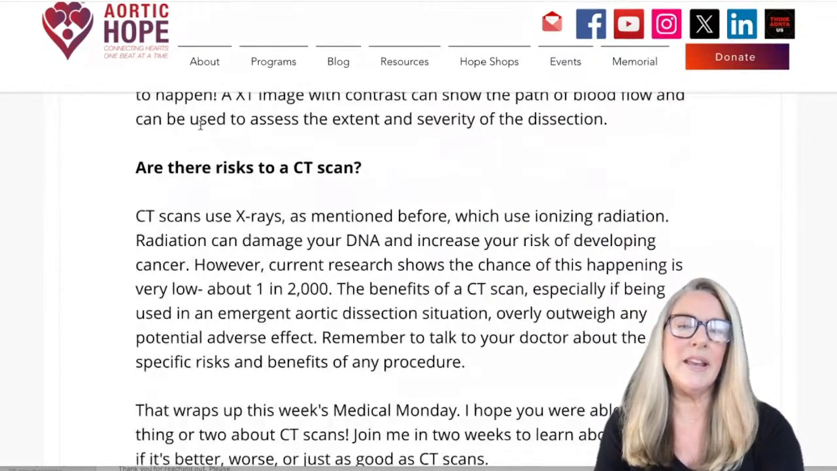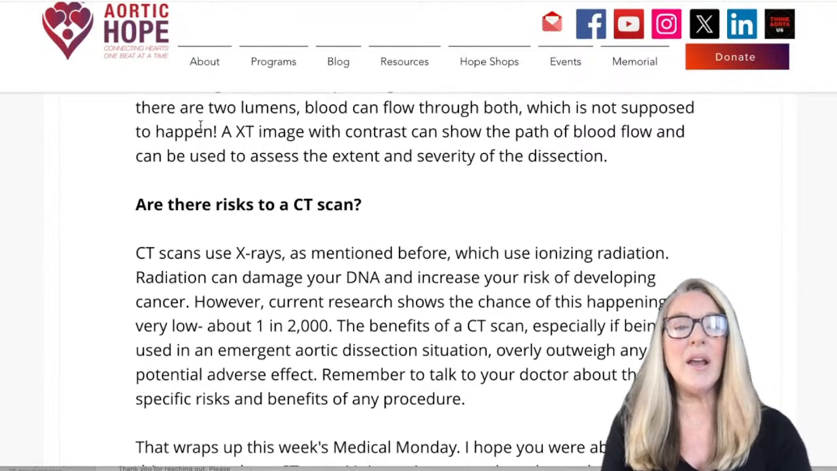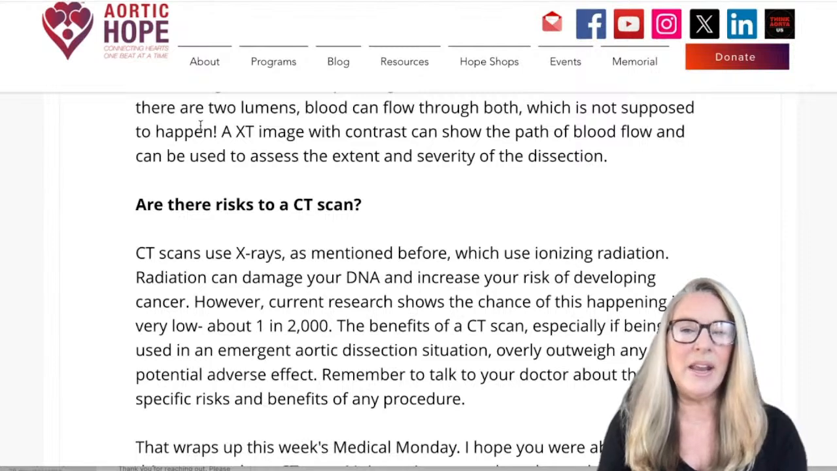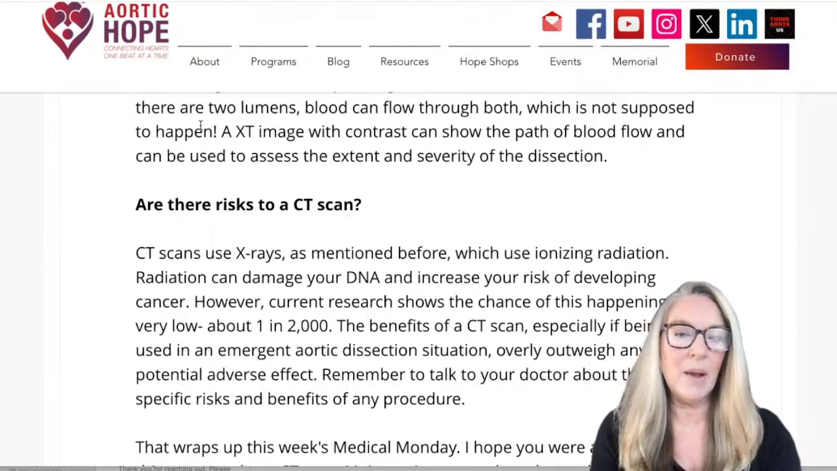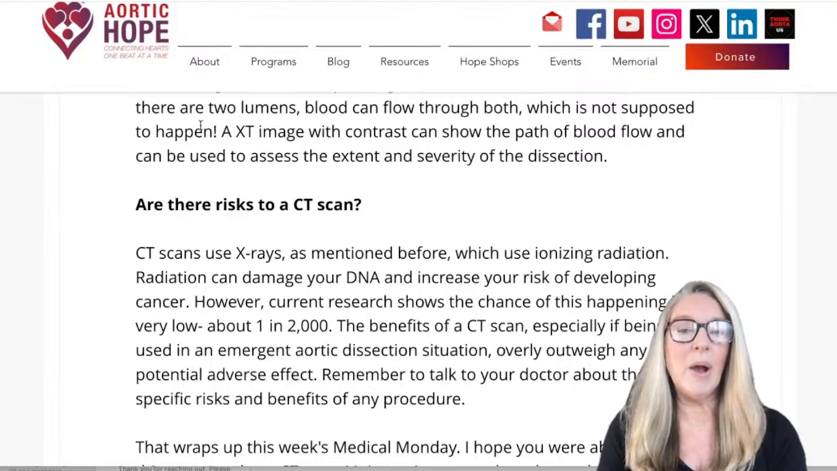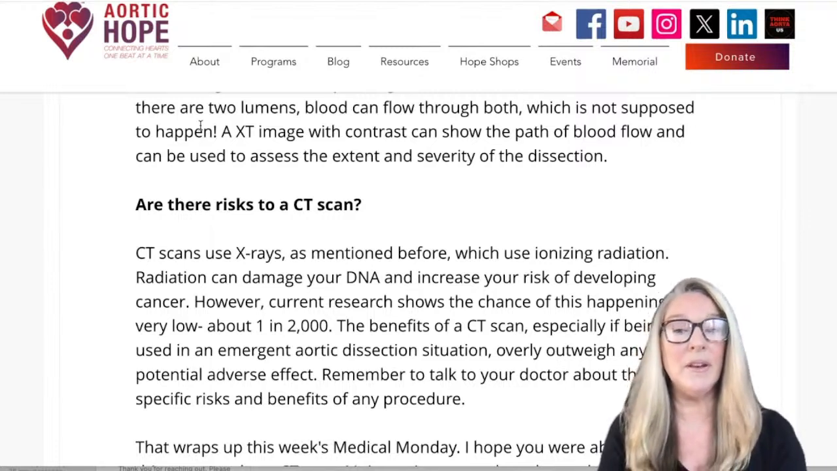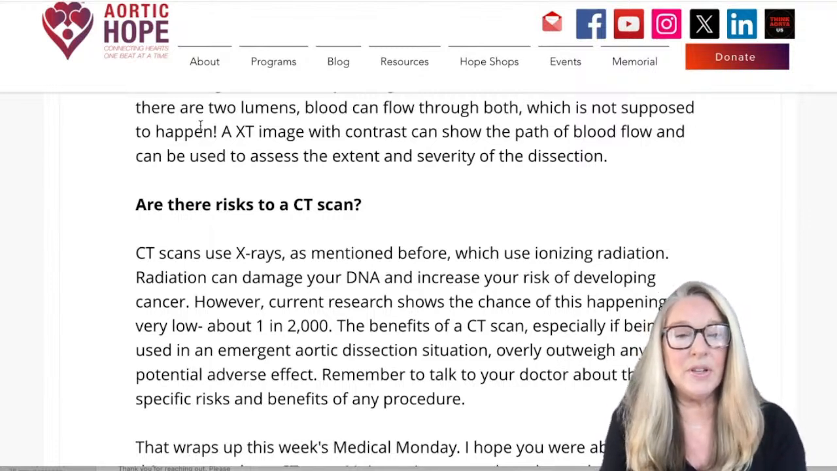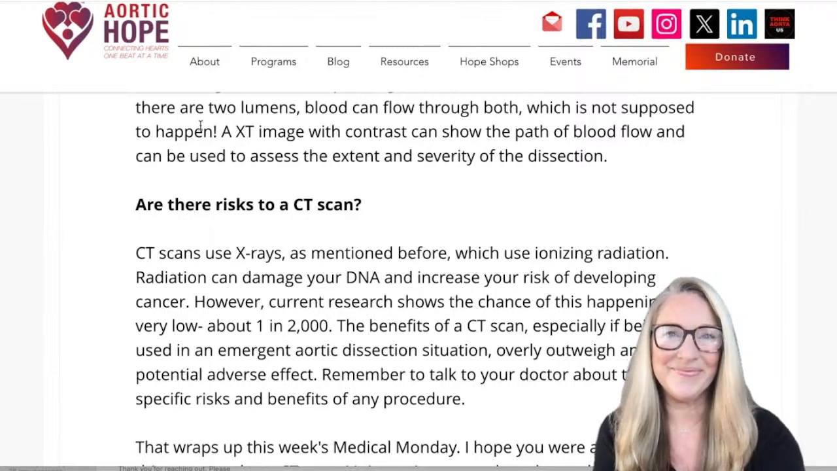Are there risks to a CT scan? CT scans use X-rays, as mentioned before, which use ionizing radiation. Radiation can damage your DNA and increase your risk of developing cancer. However, current research shows the chance of this happening is very low, about 1 in 2,000. The benefits of a CT scan, especially if being used in an emergent aortic dissection situation, greatly outweigh any potential adverse effect. Remember to talk to your doctor about the specific risks and benefits of any procedure.